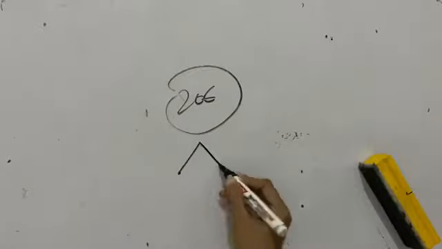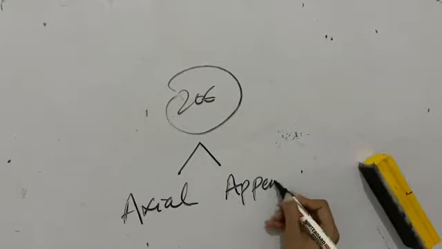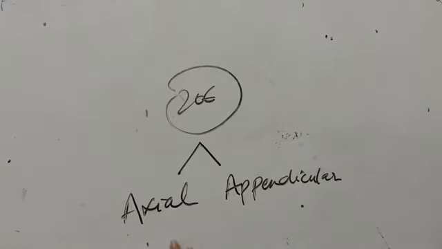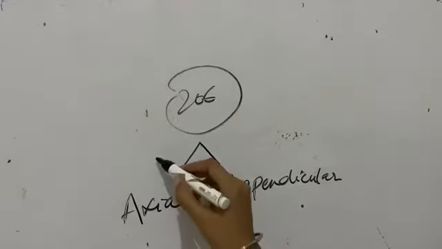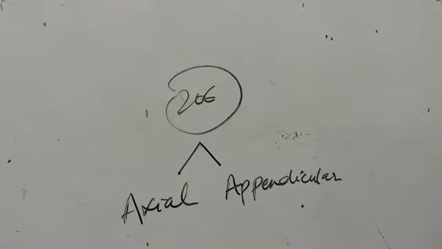into two divisions, two subdivisions, the axial skeleton and appendicular skeleton. Your skeleton is divided into two parts. One is axial, another one is appendicular. The axial skeleton includes the area which is present in the center of your body, while the appendicular skeleton is present in the limbs, like in your arms, in your legs, the side parts. They come under the appendicular skeleton, and the ones which are present in the center come under the axial skeleton.